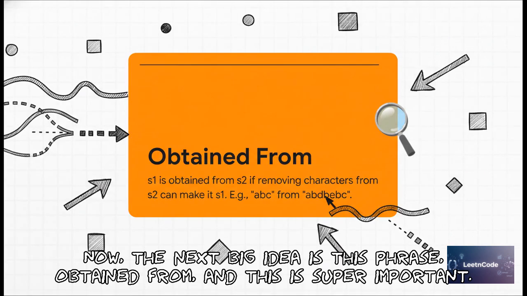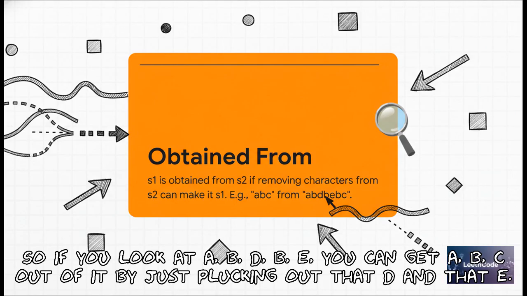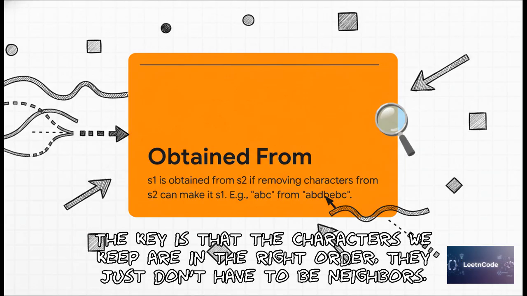Easy enough, right? Now, the next big idea is this phrase, "obtained from." And this is super important. It doesn't mean the strings have to be identical. It just means you can create S1 by deleting some characters from S2. So if you look at A, B, D, B, E, you can get ABC out of it by just plucking out that D and that E. The key is that the characters we keep are in the right order. They just don't have to be neighbors.